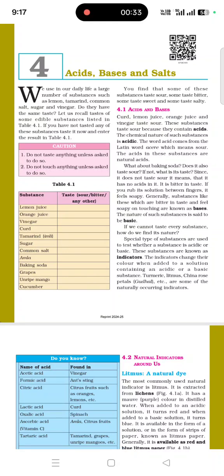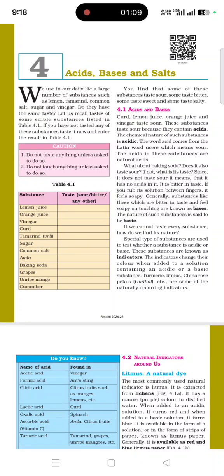So now if we observe, there is a table, that is lemon juice, orange juice, all these have been given. In case of these substances being acids, they have a sour taste, whereas the bases will have a bitter taste. So lemon juice, orange juice, vinegar, curd, tamarind, all these come under sour taste. Whereas sugar is sweet, common salt is salty, amla is again sour because of acid, whereas baking soda is bitter. Why? Because it is a base. The grapes are sour, unripe mango is sour, the cucumber is kind of neutral, right?